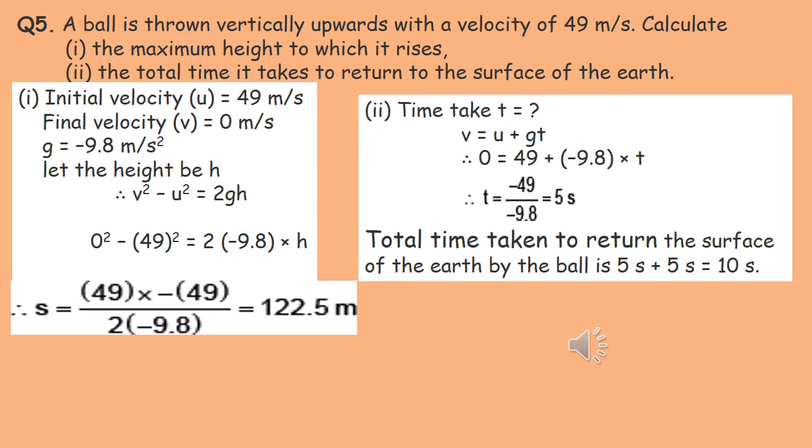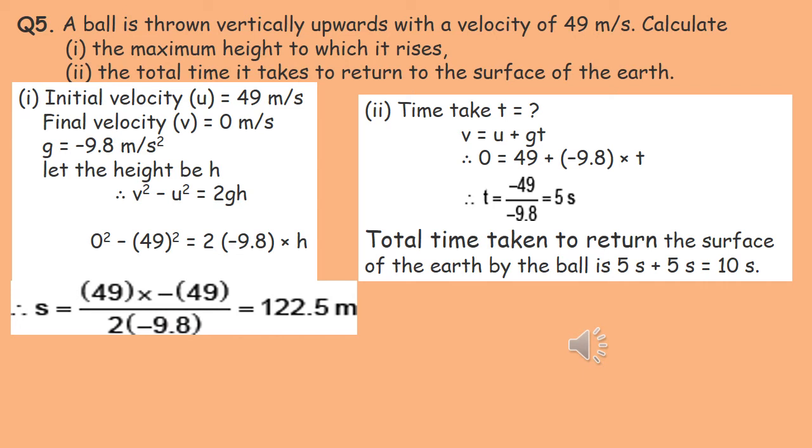Here the initial velocity u is 49 meter per second and the final velocity at the highest point of its motion v is equal to 0, because the body stops. As the ball is moving in the upward direction, it is moving against gravity. So acceleration due to gravity is taken to be negative. So small g is equal to minus 9.8 meter per second square.